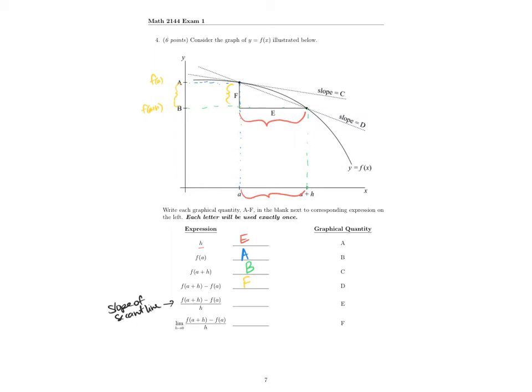So if I look at the line through these two points, that's this line, and the slope of that is labeled d. And then again, this thing is the derivative, so that's the same thing as f prime of a. That's the slope of the tangent line. And so the tangent line is this line here, and the slope of that is labeled c.